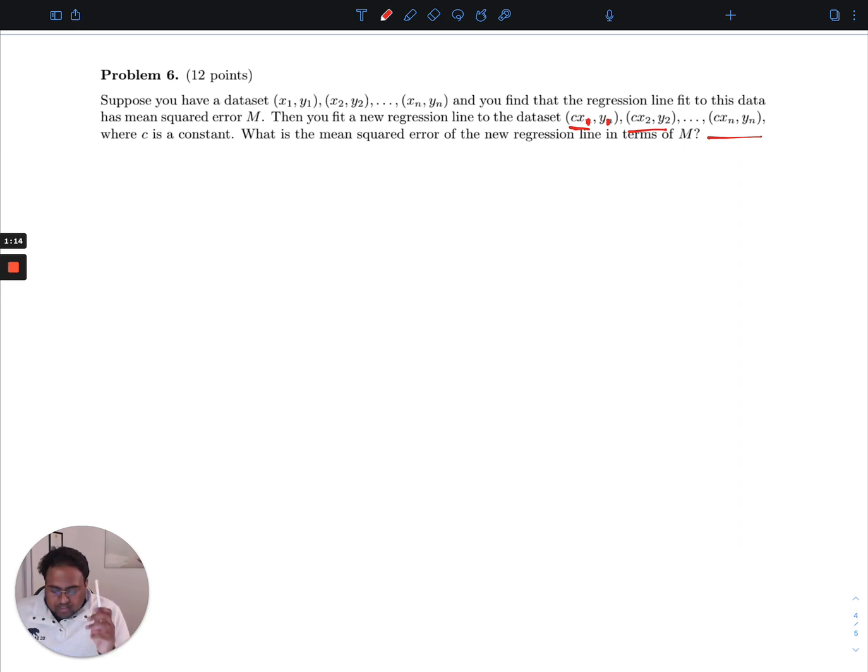So what I'll do is I'll tell you the answer first, and then we'll walk through why that's the answer. And so the answer is that the mean squared error of the new regression line is still exactly equal to m. Let me show it to you.